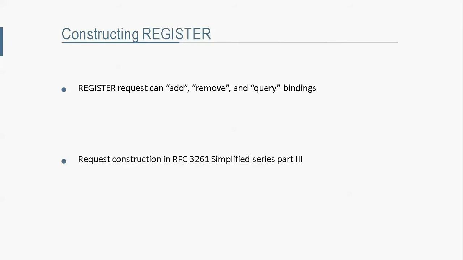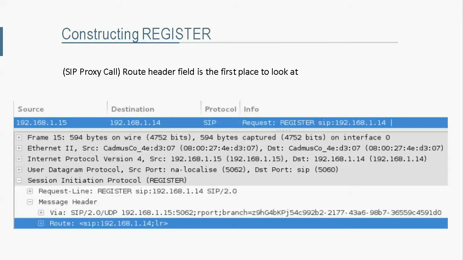Moving on to the constructing register section, first of all, it is worth noting that a register request can be used to add, remove, and also query bindings. As far as how the register request is constructed, we have already covered this process in RFC 3261 Simplified Series Part 3 under the section called Sending Requests. As you may recall, once the request is constructed, an existing Route header field is the first place to look at to figure out where to send the request to.